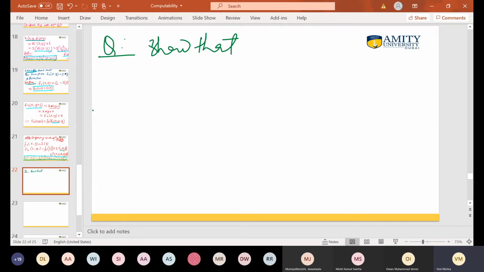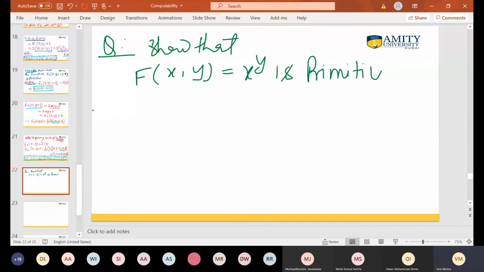so that f x y equal to x to the power y is a primitive recursive function. Can you solve? I can give only 5 minutes to you people. Please solve this question.